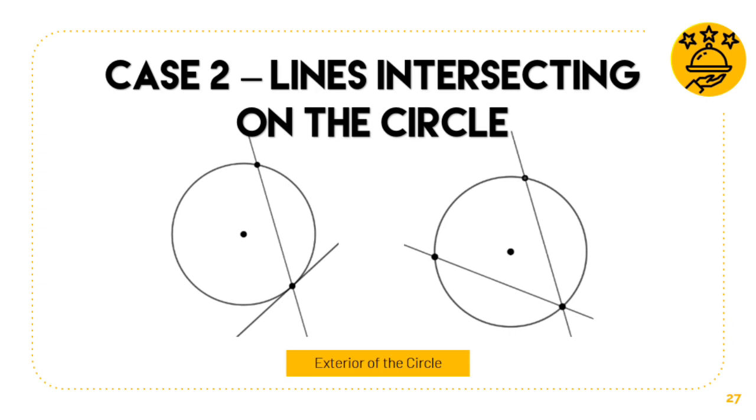For case 2, we have two illustrations wherein the first one, a secant and a tangent intersect on the circle, and another one, we have two secant lines that intersect on the circle. The second illustration gives us the inscribed angle theorem, which has been discussed in the previous lesson. So therefore, we will be focusing on this first illustration.